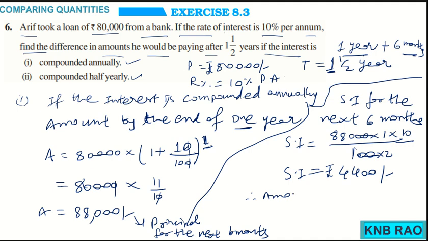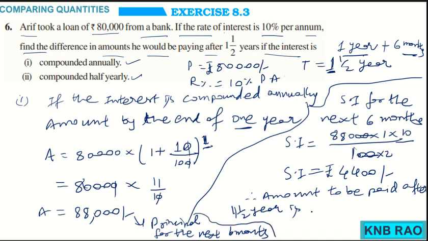Therefore, the amount to be paid after 1.5 years is 88,000 plus the simple interest for the next 6 months. Put together, 92,400 he has to pay after 1.5 years when compounded annually. Now let's go for the second part of this question.